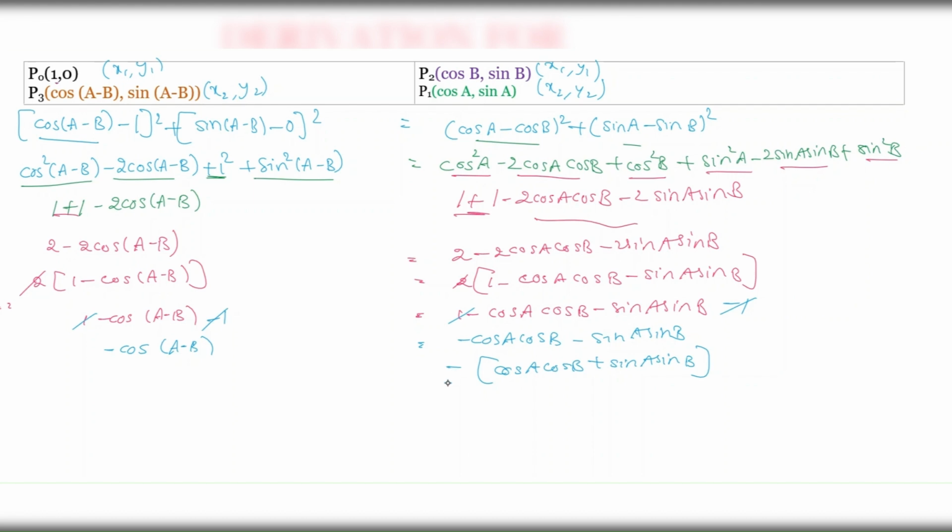Now this entire equation can be multiplied with minus 1. If we do multiplication with minus 1, the final value would be cos of A minus B is equal to cos A cos B plus sin A sin B. So this is the final formula for cos of A minus B.